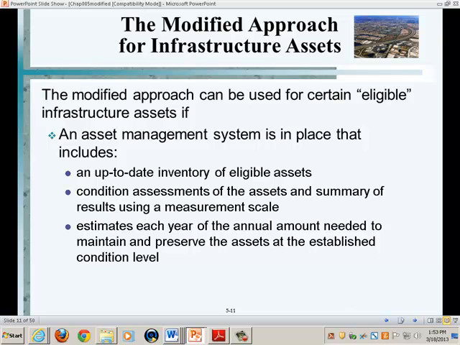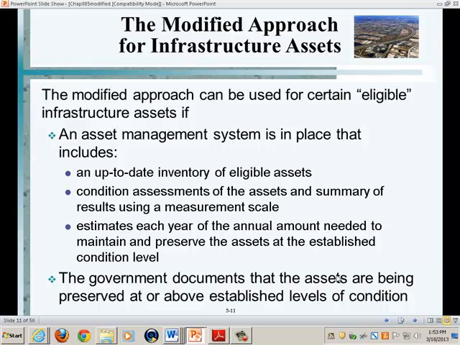So these are the conditions, Andrew. The 4 conditions that you need to take care of. You need to have an up-to-date inventory of assets, a condition assessment. You need to estimate each year the amount needed to maintain and preserve it. And you need to document that the assets are being preserved at or above the established level of condition. Now, I know that's kind of self-policing, but if you were an auditor and you come in, you have the right to ask for that last one. So you want to use modified approach? You don't want to depreciate? I want you to show me the documents which show that your asset is being preserved. As an auditor, you have the right to demand that last piece.